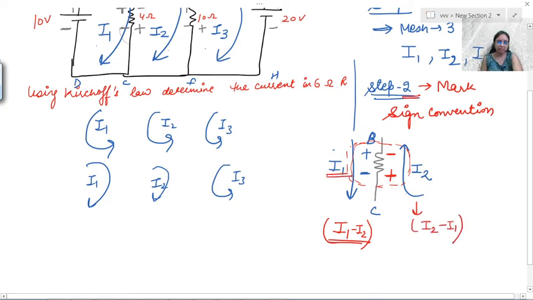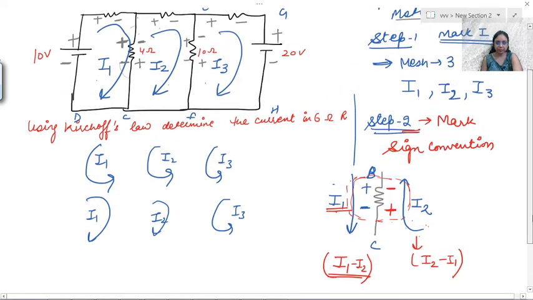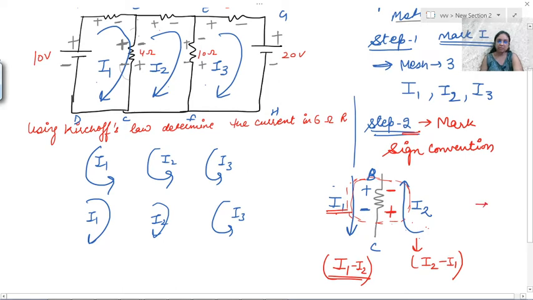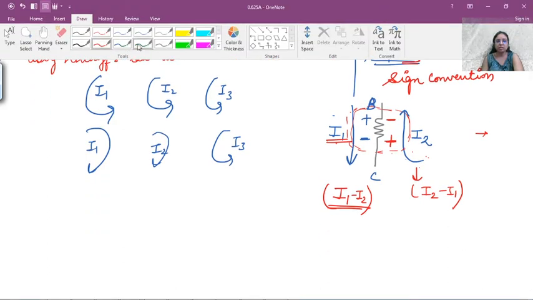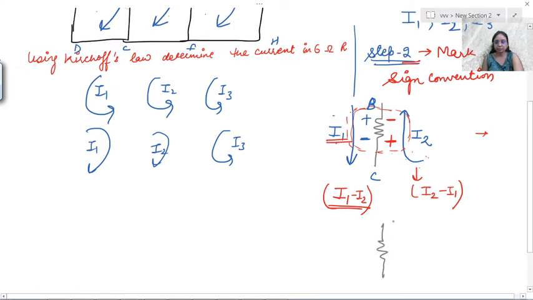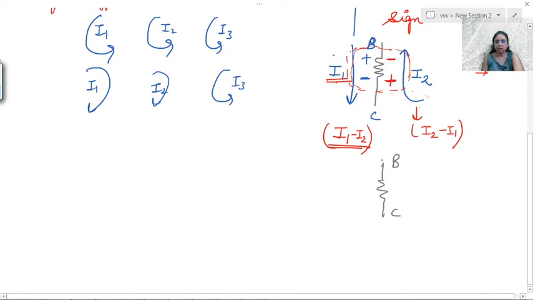If it's the I1 room, then I1 will be positive and the other will be negative. If it's the I2 room, I2 will be positive and the other will be negative. Clear? So we will apply this concept in this mesh analysis, in Kirchhoff's voltage law. If currents are moving in the opposite direction, then the currents are subtracted. And if currents are moving in the same direction, then the currents are added. Suppose this one is B, this one is C. Again, your friend is moving from up to down, then positive here, negative here, and your other friend is moving from down to up, then positive here. Sorry, I need to take the same direction now.